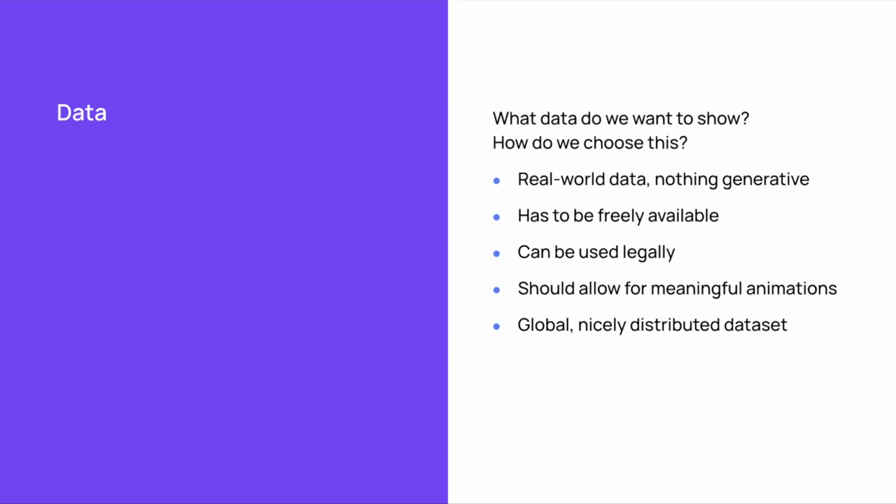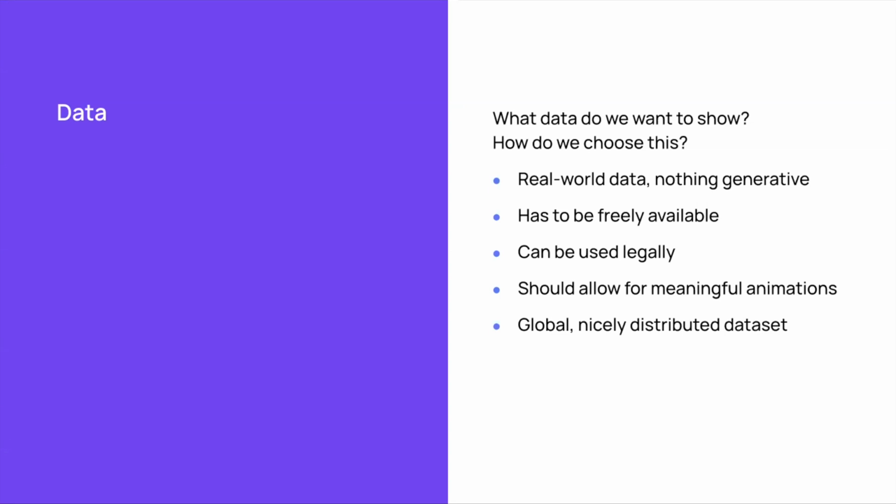So we need data of moving stuff. And we wanted a data set that's global, not like what we often see, the data sets from New York taxis or something like that moving around. We wanted a global data set that's nicely distributed. It leaves us basically with two options, which are marine traffic and air traffic.